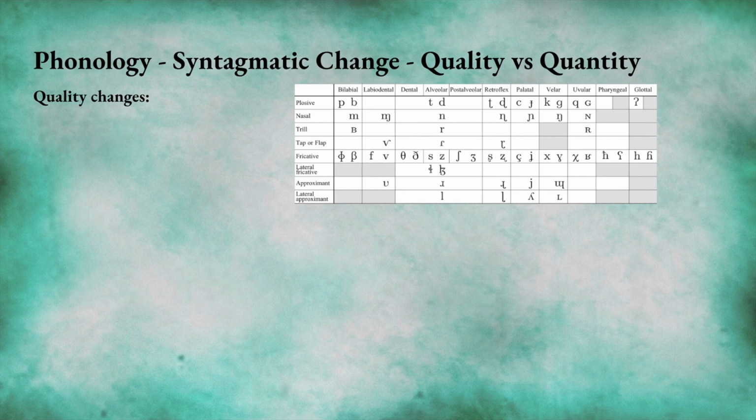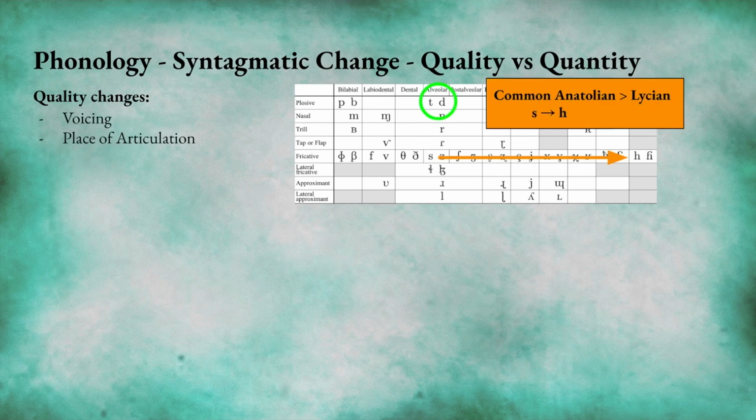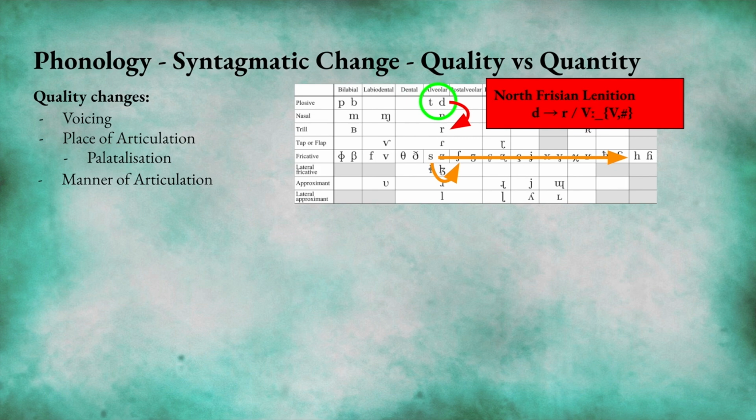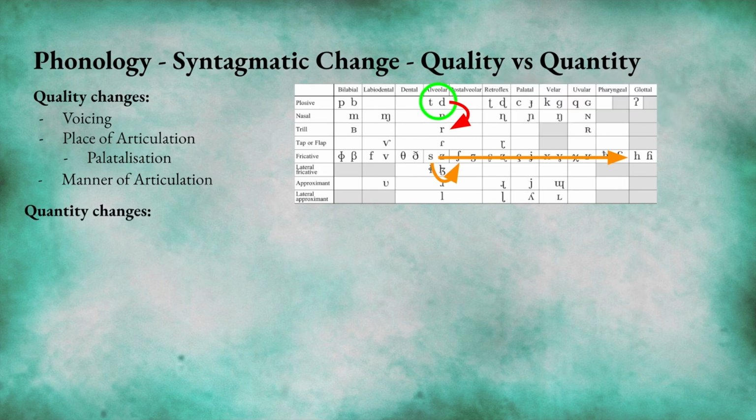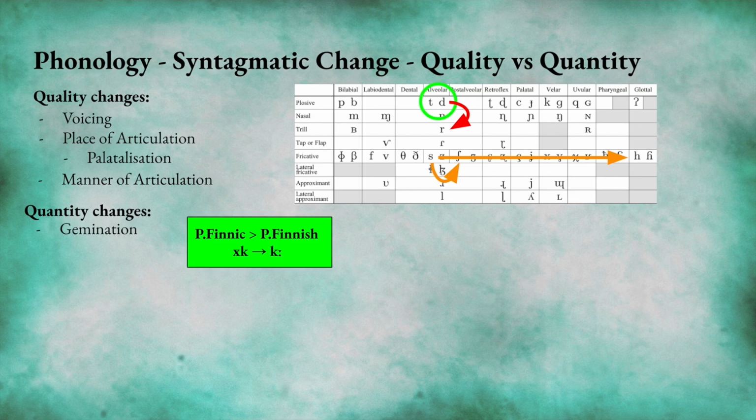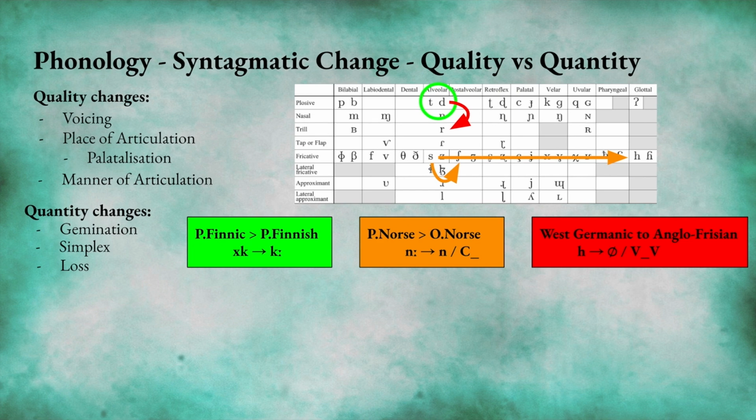These might include a change in voicing of a consonant from voiceless to voiced, or in place of articulation, such as palatalization in the presence of front vowels, or in manner, as in the process of rhotacism where alveolar sounds commonly shift to r. Moving on to quantitative changes, these might include gemination where a consonant is doubled, simplex when a double consonant is shortened, or loss of a consonant altogether.